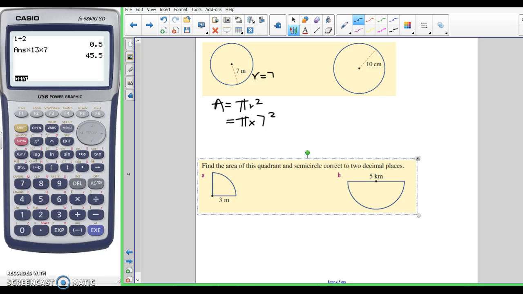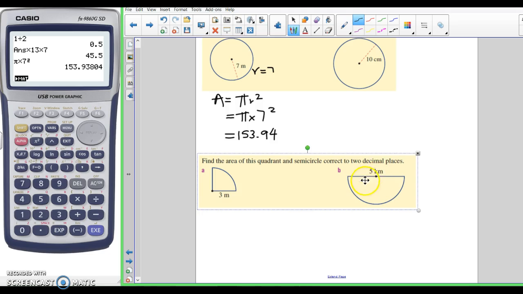So we'll go over to our calculator, shift pi. On yours it'll be the same thing but different keys because you've got a different calculator. Times by 7 squared equals, and that will give me a value of 153.94, so we round to 2 decimal places. The question doesn't state it, but some of them will. So make sure you round to 2 decimal places, and it's in meters, so that'll be meters squared.